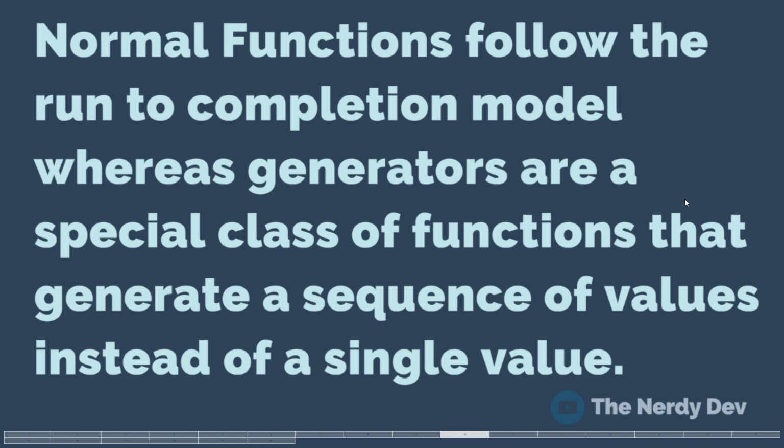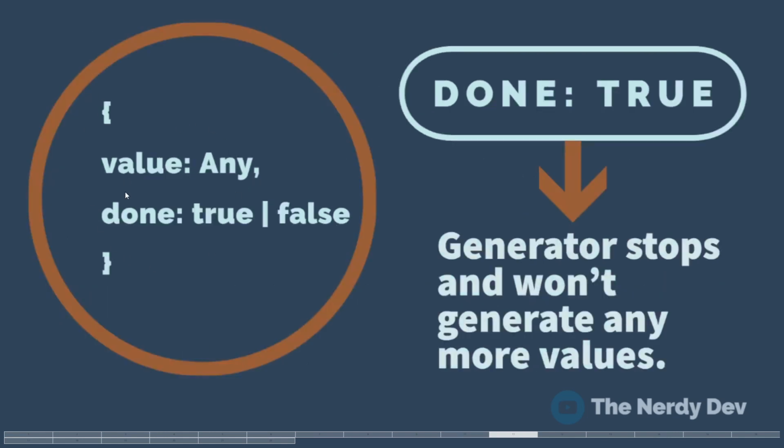Just like iterators, a generator is a function on which you can call the next method. Every invocation of the next function on the generator will return us an object of this shape, where we have a value property and it is of the type any, so it could be some value or it could be undefined as well. So when the value comes out to be undefined, the done will be evaluated to true. And when done is true, the generator stops and it won't generate any more values. But what if the done property is false? Then in that case we can generate more values because our iterable is not completely consumed.